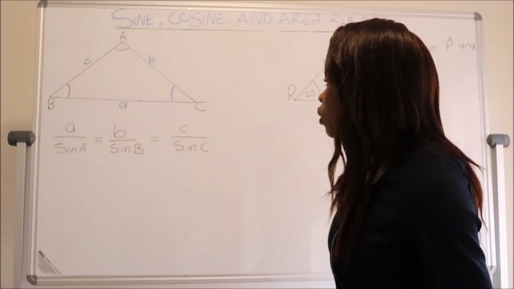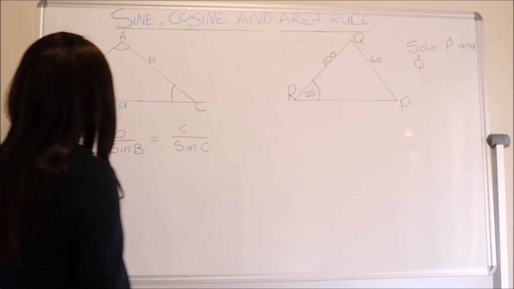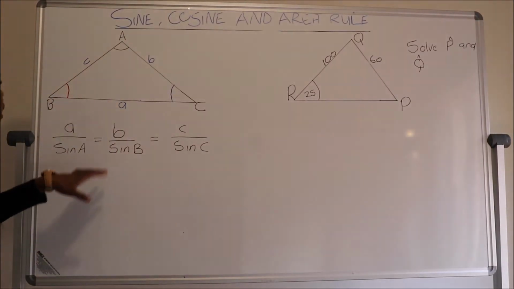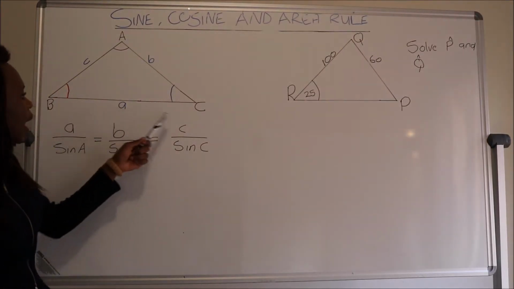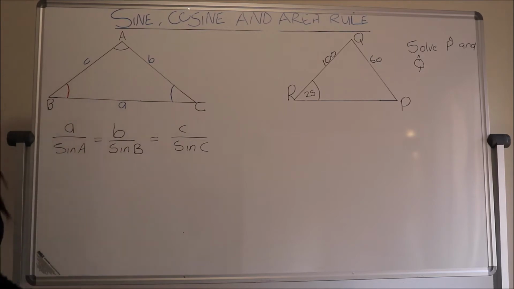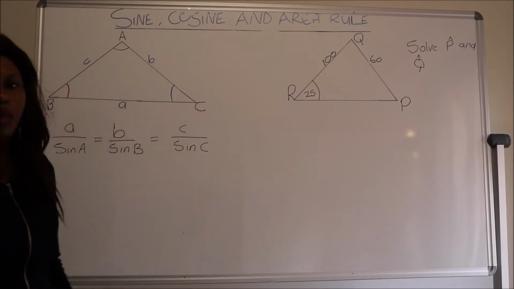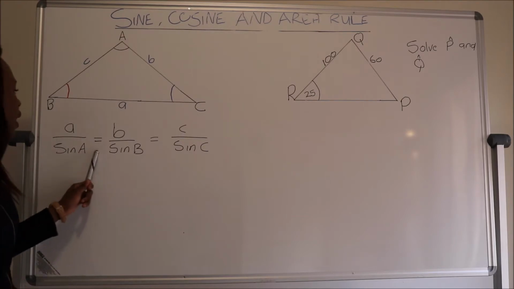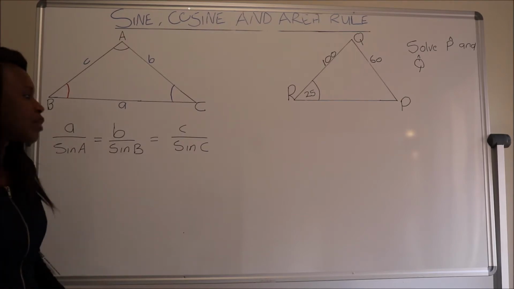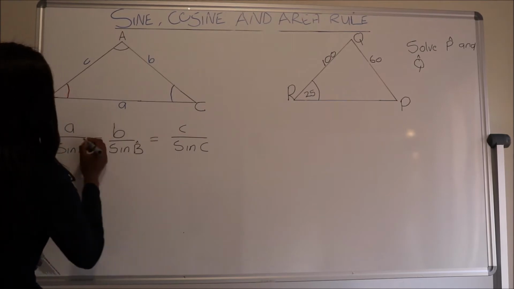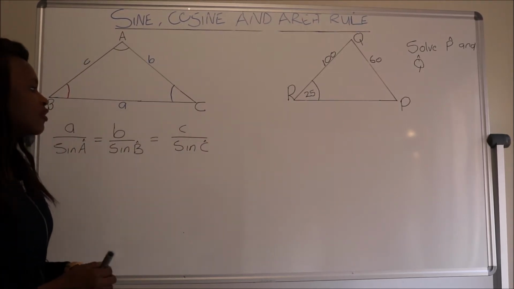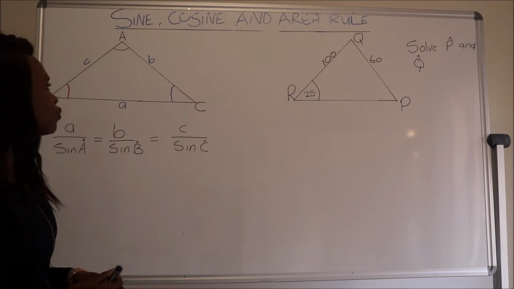So the sine rule. In this diagram I've already drawn the triangle ABC. A has a side of small a, C has a side of small c, and B is opposite to the small b. The sine rule states that a divided by sine A is equal to b divided by sine B, where this is angle B, this is angle A, and this is angle C, and it is equal to c divided by the sine of C.